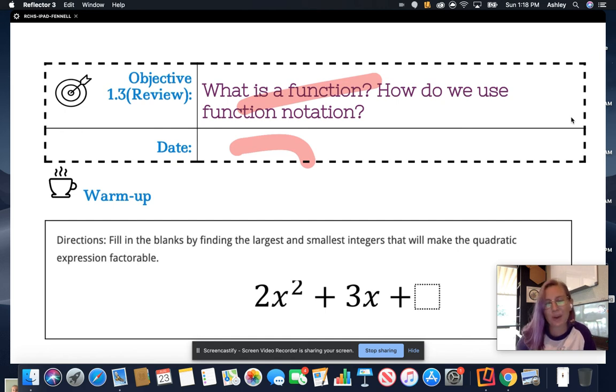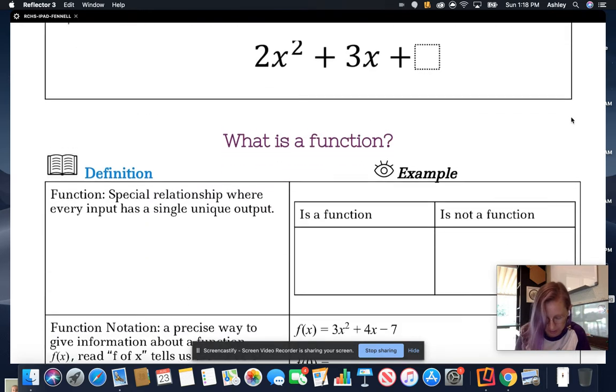Hi, lovelies. Today we are going to talk about functions, what they are, and how we use function notation. Hopefully, again, this is a review for you. Make sure you write down today's date, stay organized.